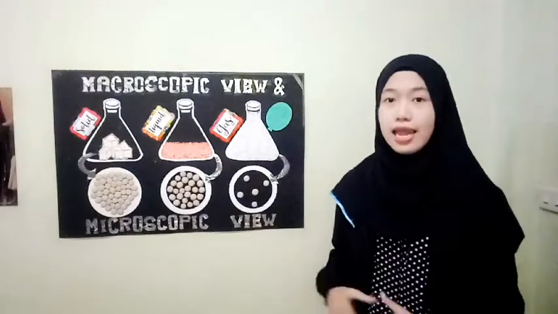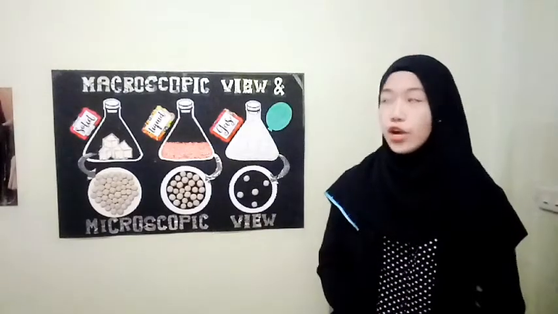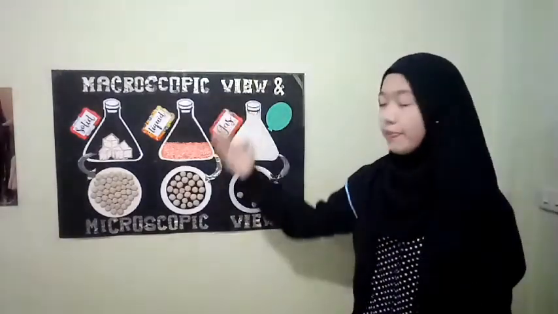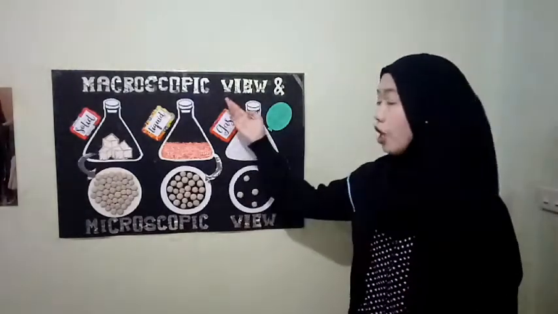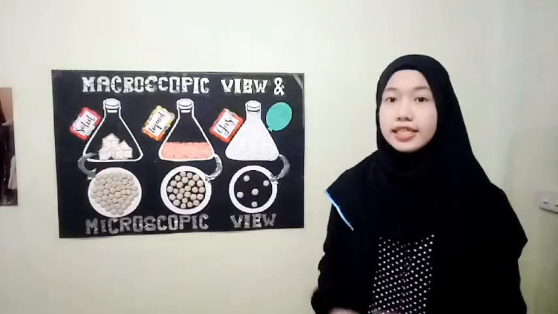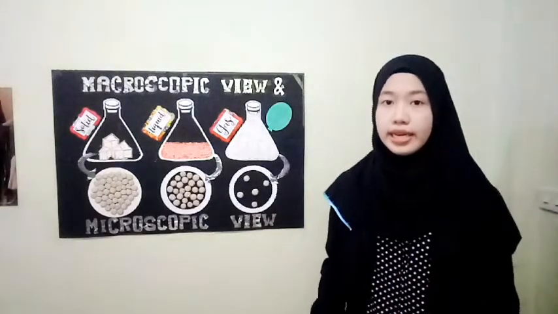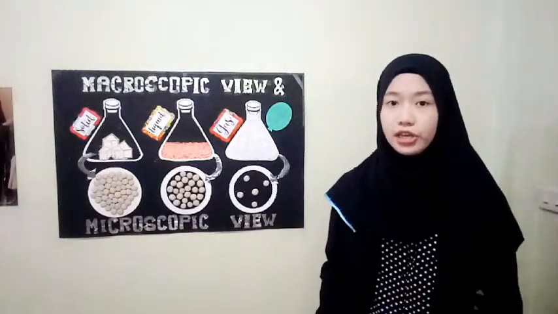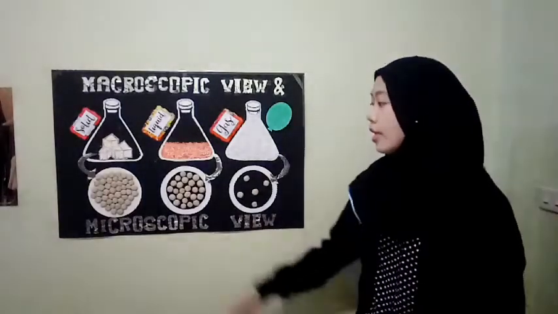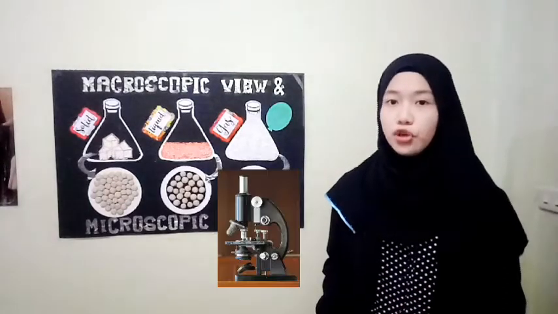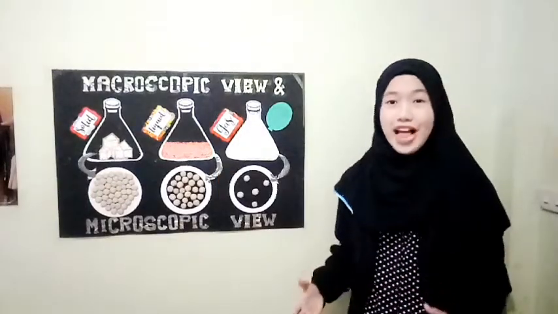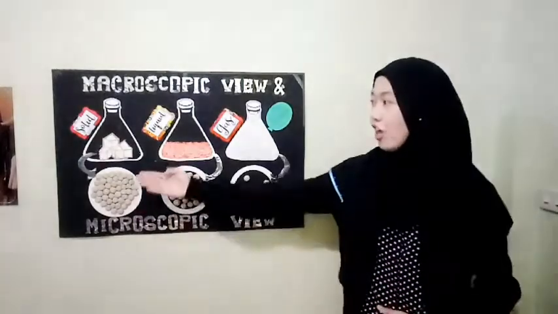And now, let's proceed to my main discussion, which is the macroscopic view and the microscopic view of the three states of matter. Macroscopic view of matter is the view of solid, liquid, and gas that can be seen directly with our naked eyes. The microscopic view of matter is the view of solid, liquid, and gas with the use of a microscope. So, let us discuss first the solid.